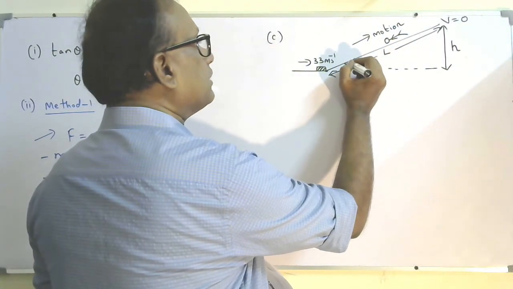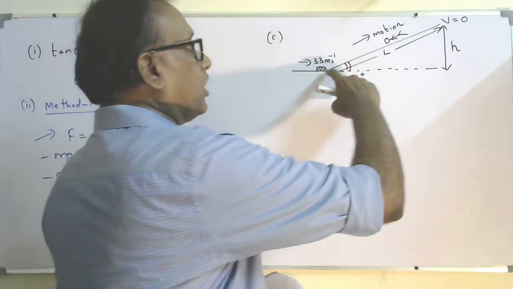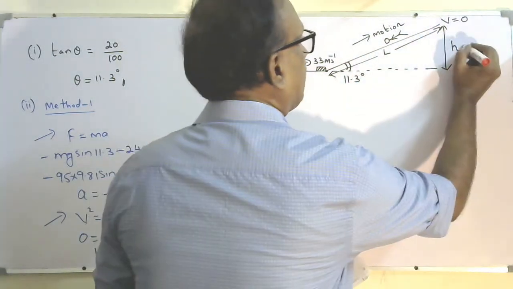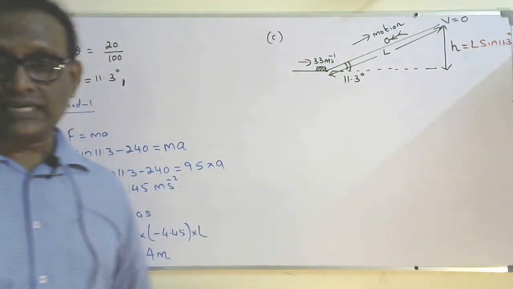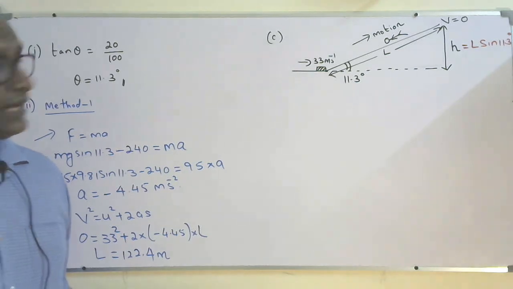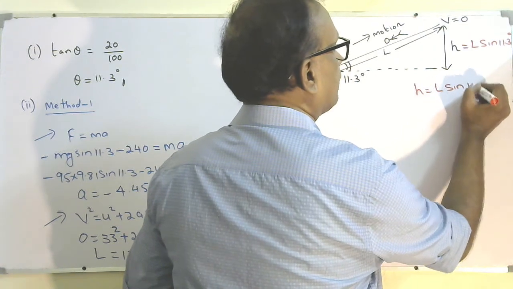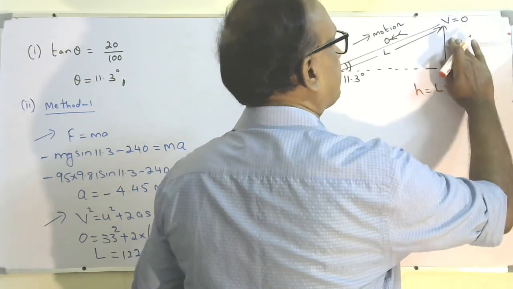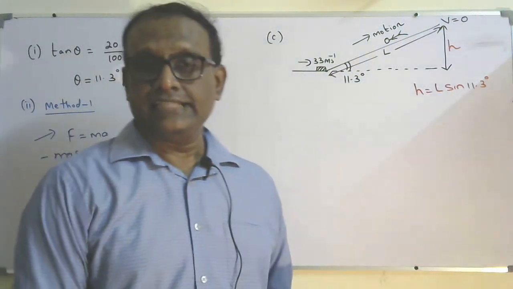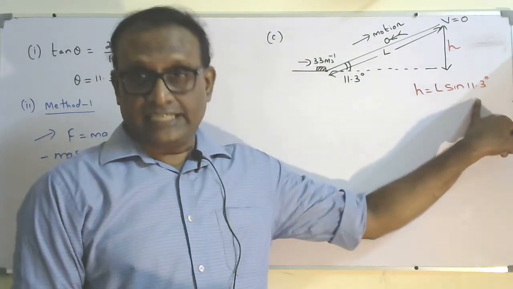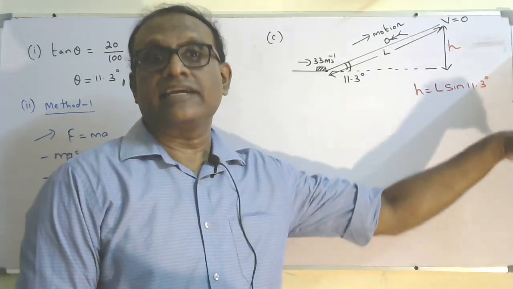This angle we know is 11.3 degrees. So if I say the distance moved along this slope is L, h will be L sin 11.3 degrees. Am I right? That's the height he is moving up. h equals L sin theta, right? So I can say loss in kinetic energy equals gain in gravitational potential energy, mgh, h is this much, plus work done against the resistive force.